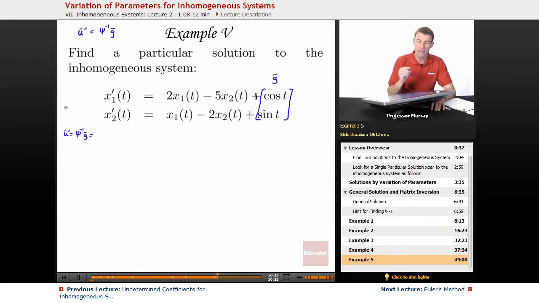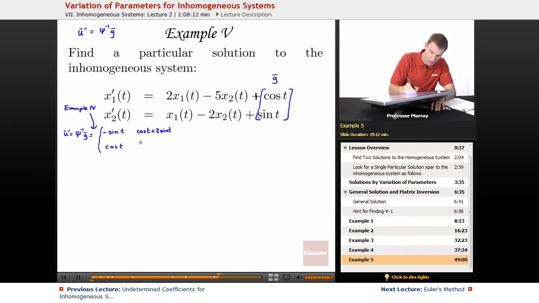Now, psi inverse, we figured this out in example 4, so I'm not going to work it out from scratch again. That's what I'm using right here to get my psi inverse, and I'm just going to copy that down from what we had as the answer to example 4. So negative sine t, cosine t, and then cosine t plus 2 sine t, and sine t minus 2 cosine t. That was the inverse of psi. Now I'm going to copy my g of t. That's coming straight from the differential equation here. So this is cosine t and sine t.